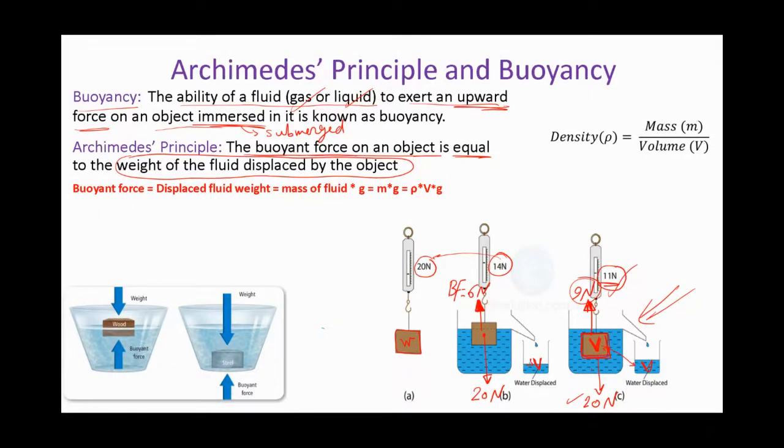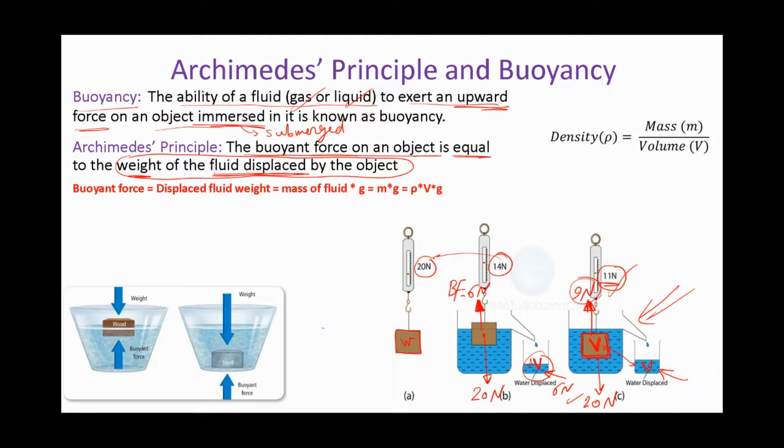The buoyant force on a certain object equals the weight of the displaced fluid. Where is the displaced fluid here? It's the water in the cup. This is the displaced fluid. Its weight, if you can weigh it, is equal to the buoyant force. So the weight of this water equals 6 Newton here, equal to the buoyant force. And the weight of this water here equals 9 Newton, the same as the buoyant force. Okay?